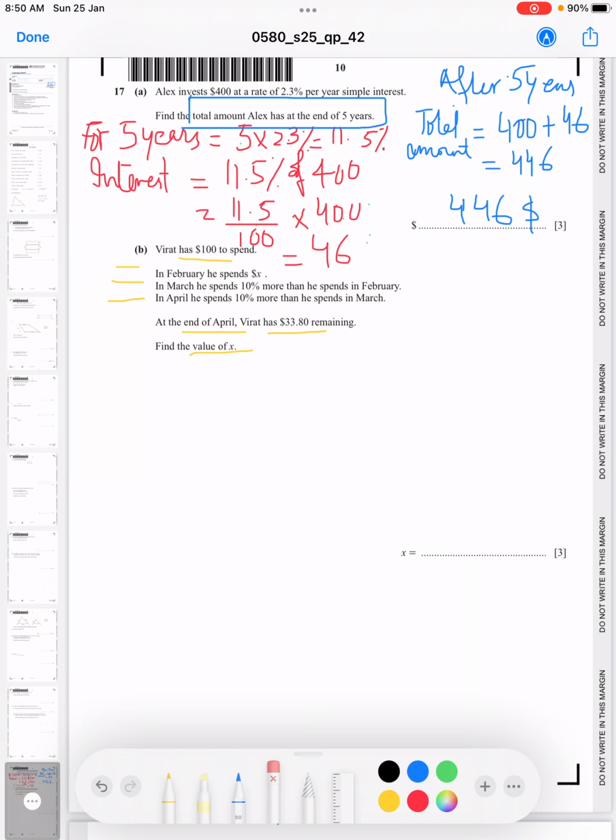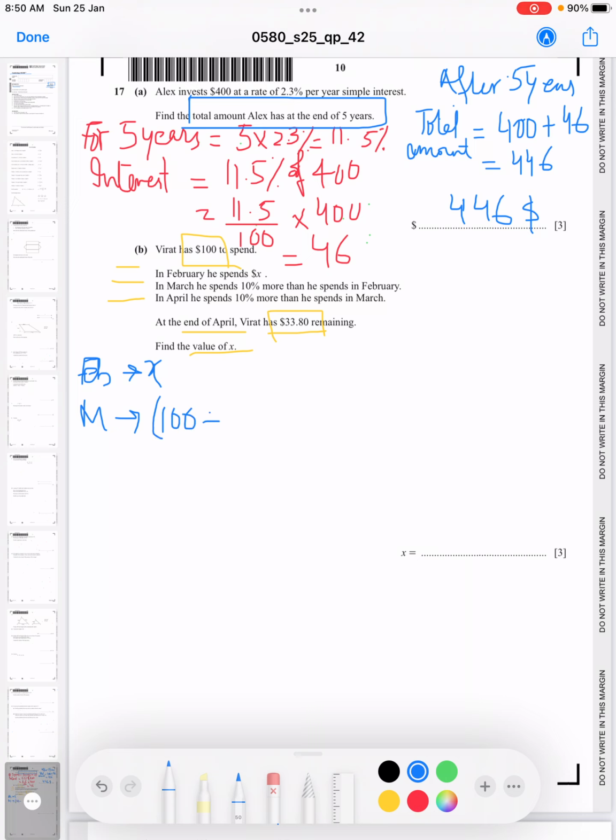Okay, so the starting amount is $100. We know that one, right? This one is the starting amount and this one is the remaining. So let's discuss the first. In February, he spent x. In March, he spent 10% more than he spent in February. When we have something more, it means we need to add it to the 100.